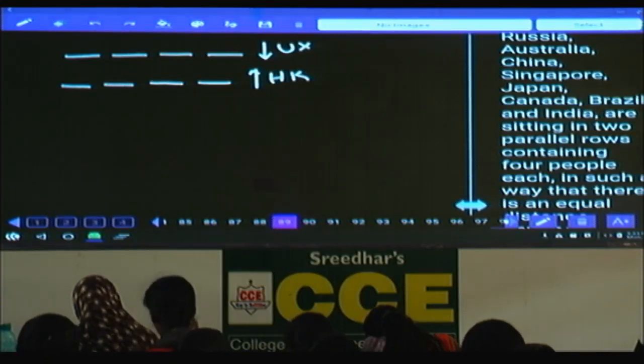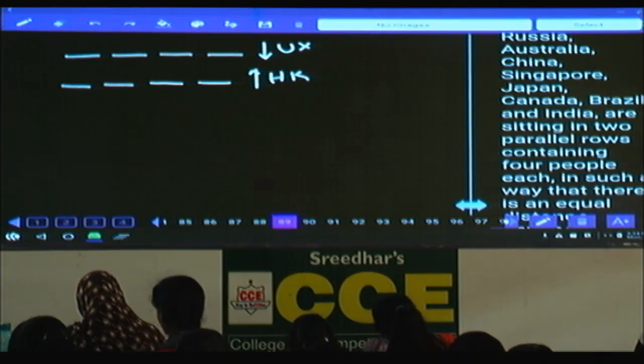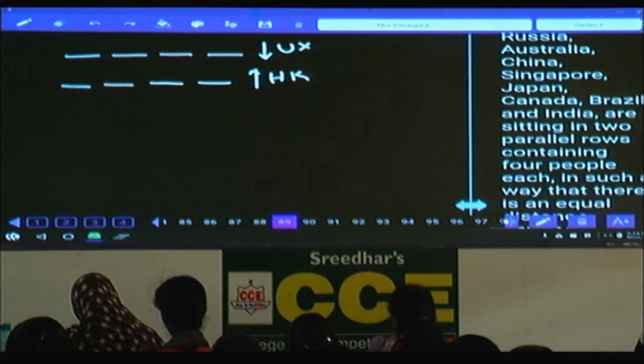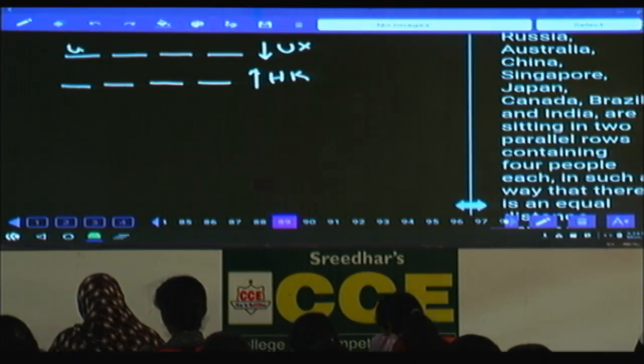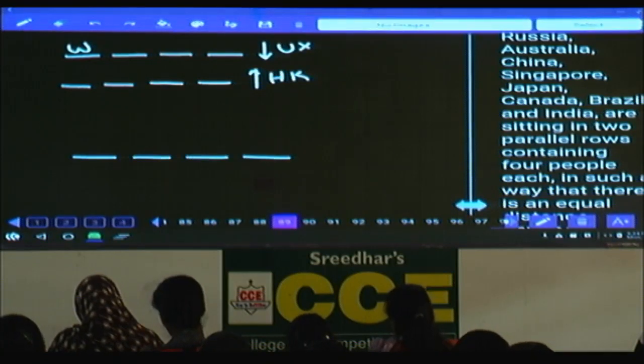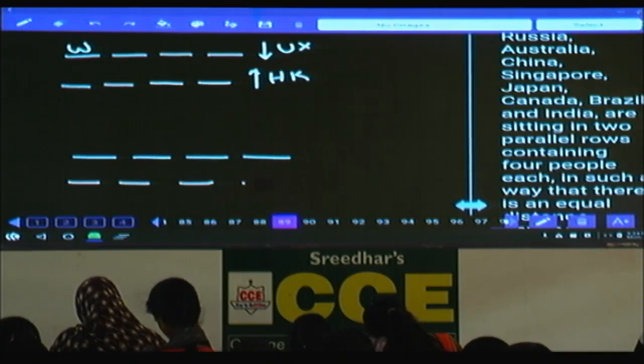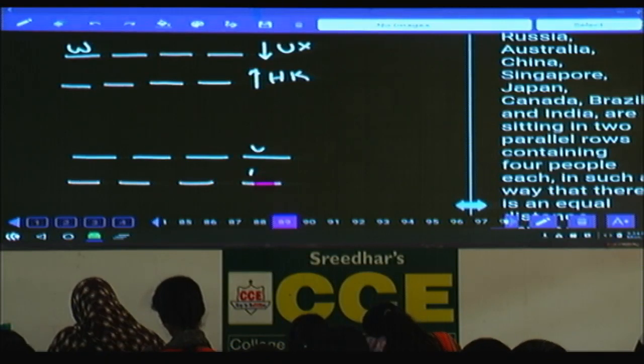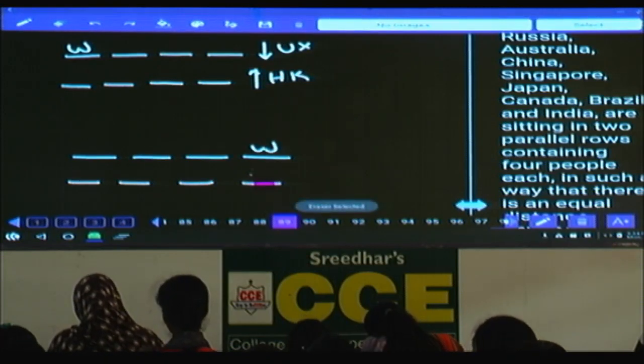Neither W nor Norwegian is from Canada. W sits at the end of the row and is opposite the person. Now W is at one of the ends of the row. This is where we got the crucial information, definite information. Here there are 4 persons. Here again there are 4 persons. And W must be at this place. Isn't it?